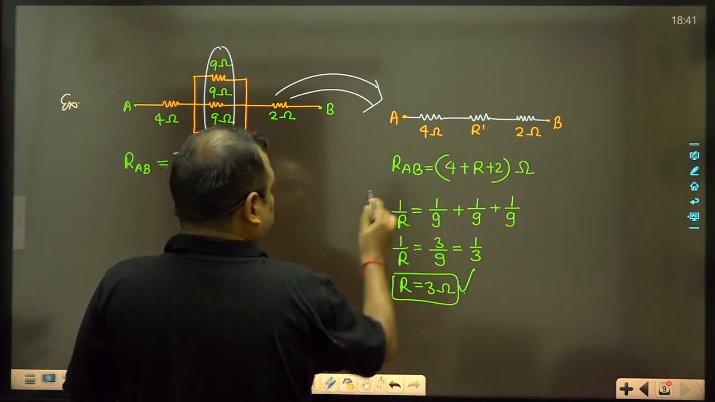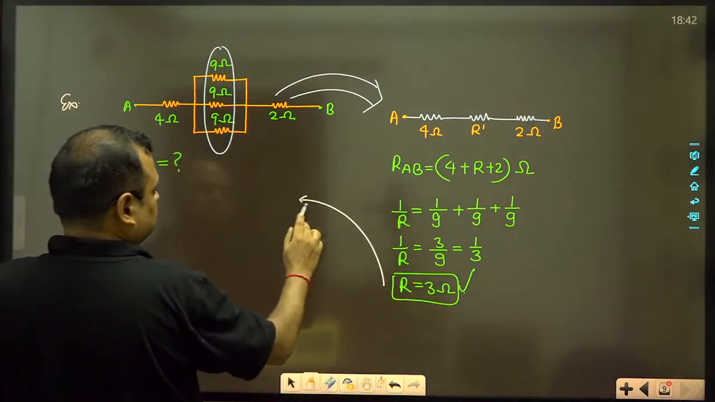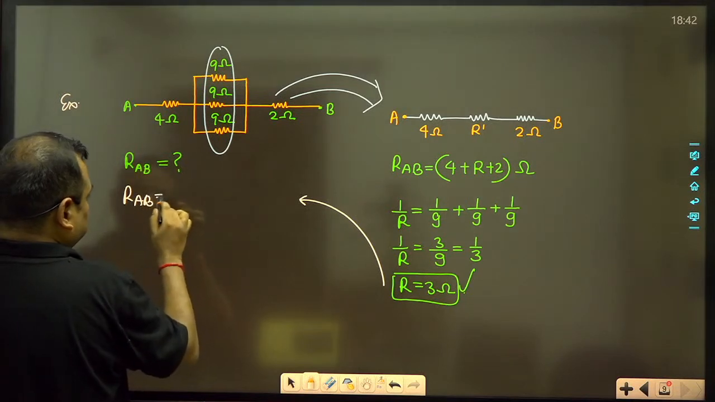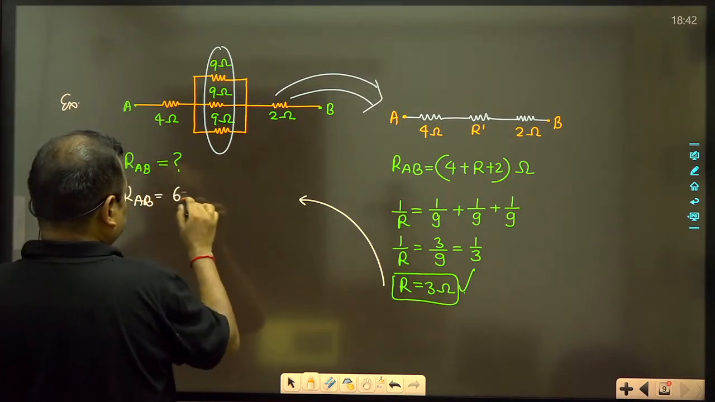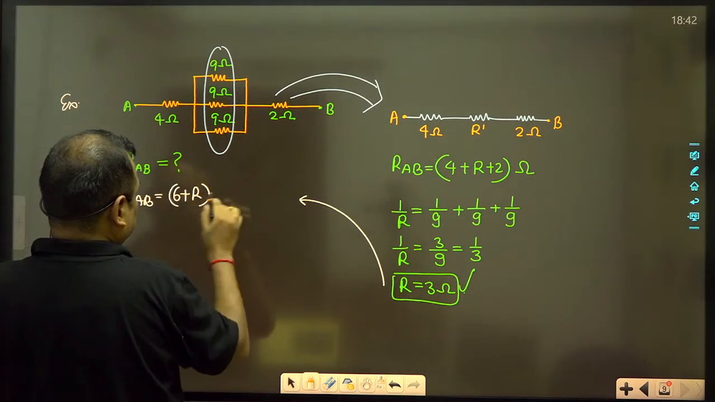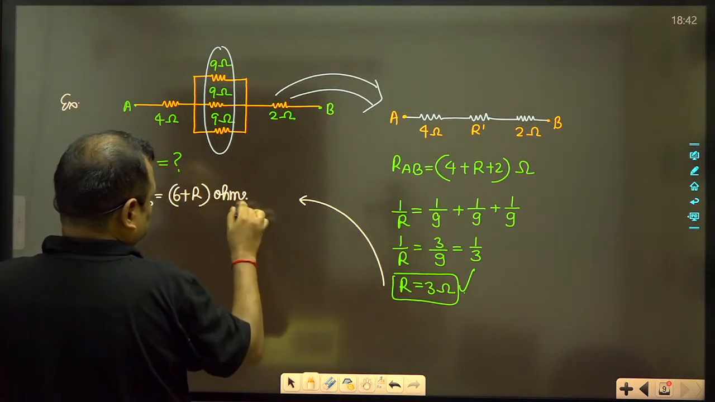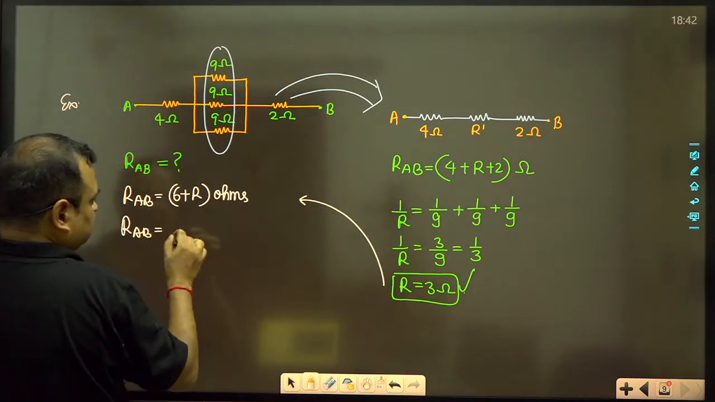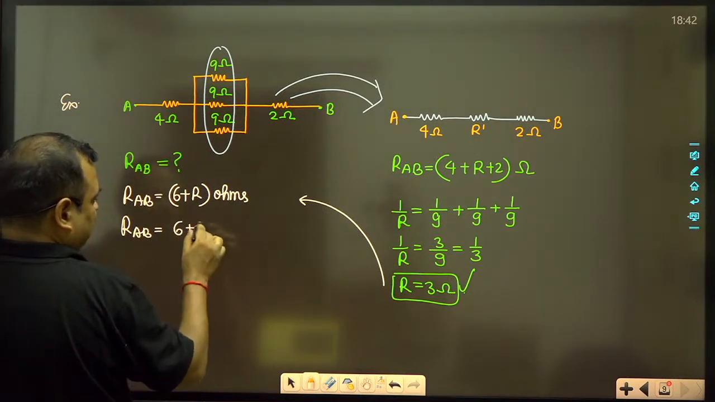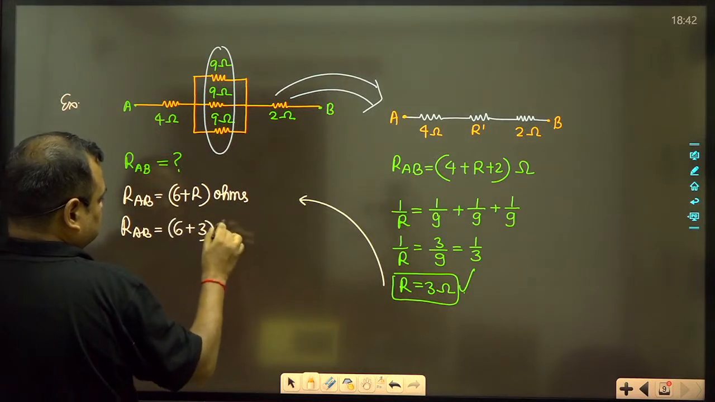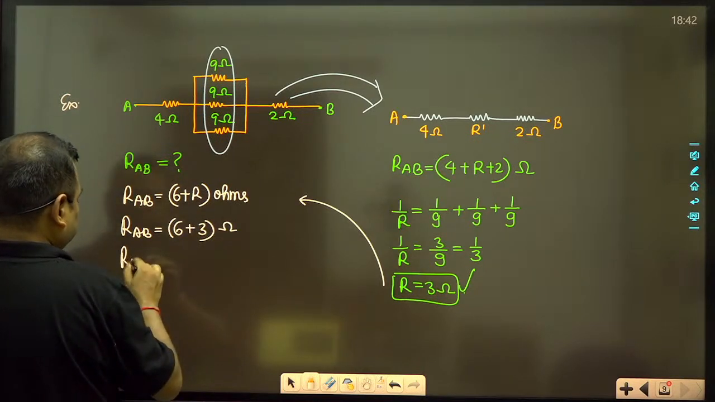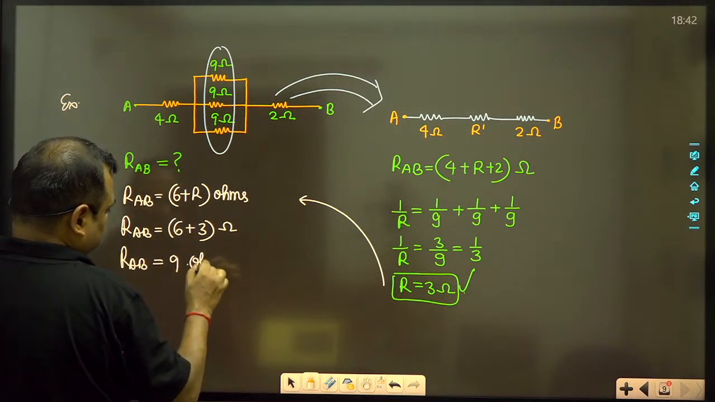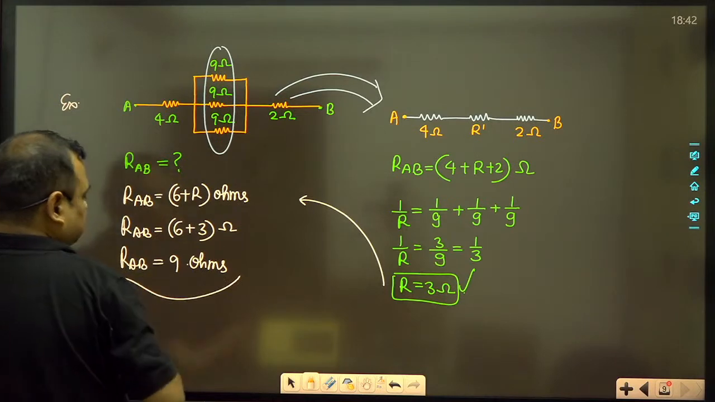Okay, now you can see that RAB will be equal to 6 plus R ohms. RAB will be equal to 6 plus R, means 3 ohms. Okay, 3 ohms. So RAB will be equal to 9 ohms. So this will be the correct answer.